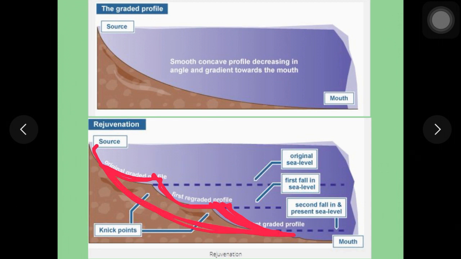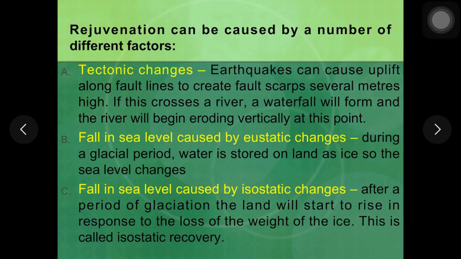So whenever there is regradation, the river will start eroding its own channel vertically downward, and that is the phase of rejuvenation. So what are the reasons or causes for the rejuvenation? Rejuvenation can occur because of tectonic changes.